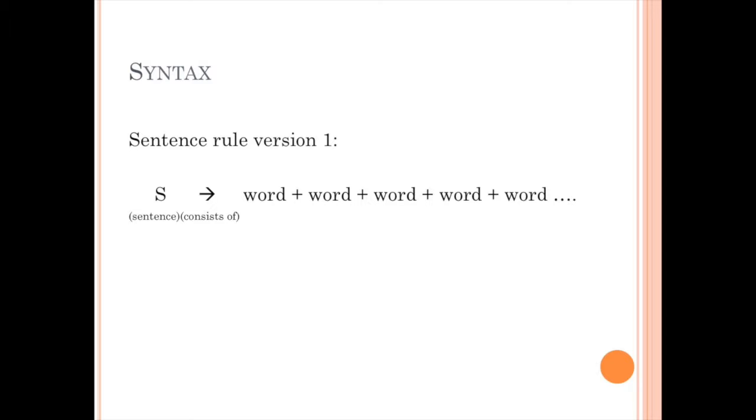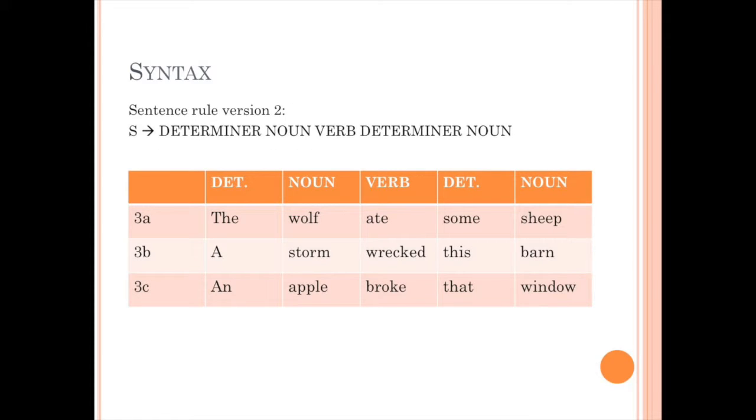Based on the realization that sentences 2b and 2c are correct, or at least syntactically possible, we can devise sentence rule version 2. Our sentence rule version 1 was a sentence consists of word plus word plus word plus word plus word. Sentence rule version 2: a sentence consists of a determiner plus a noun plus a verb plus a determiner plus a noun. The rule, in that order, is still a bit bulky.